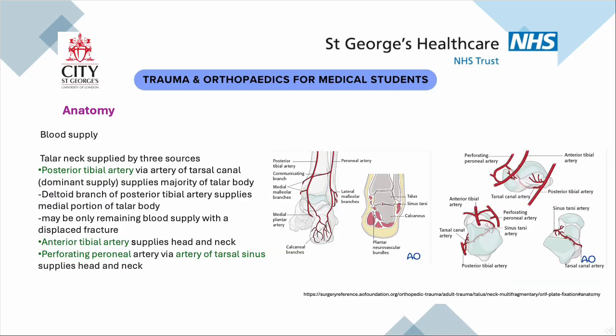As I mentioned previously, one of the concerns with talus fractures is the risk of avascular necrosis. You do not need to know in detail the anatomy of the talus or the anatomy of the blood supply. Just be aware that it has this retrograde blood supply, and if you damage it, it is one of the bones that risks AVN.